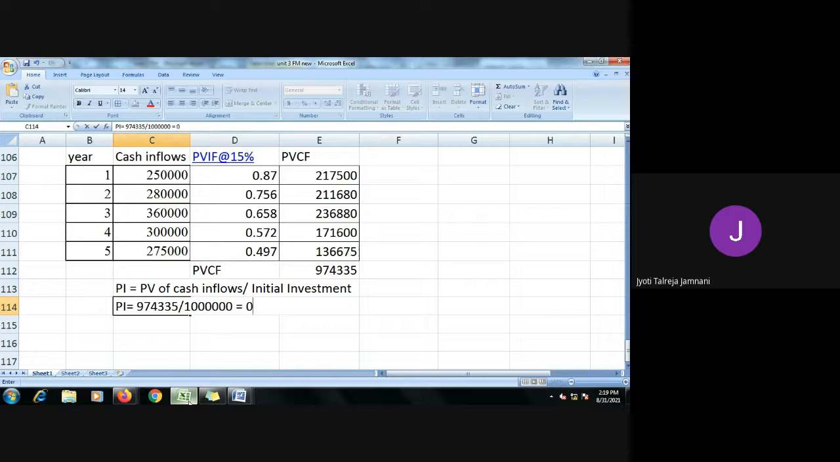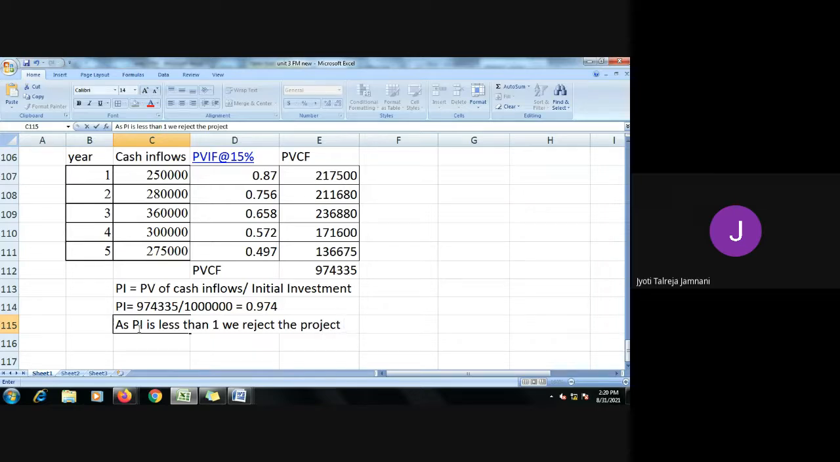0.974. Now, is this less than 1 or greater than 1? Can anybody tell me? Less than 1. So when it is less than 1, what do we have to do? We need to reject the project, because that's the rule. So I'll write here: profitability index is less than 1, we reject the project.